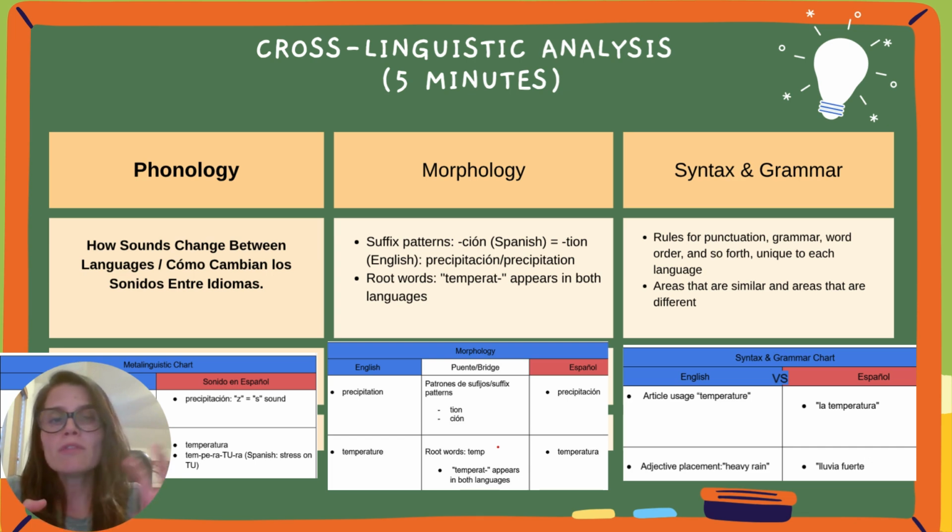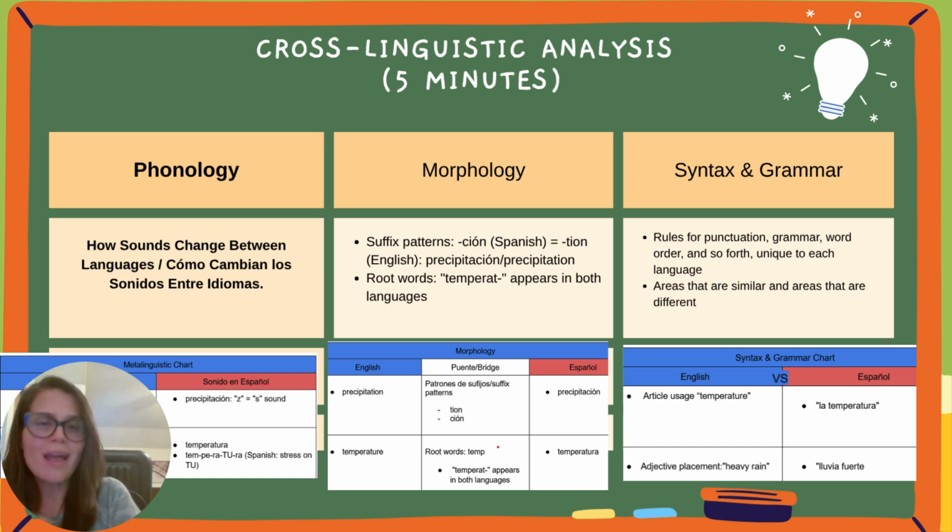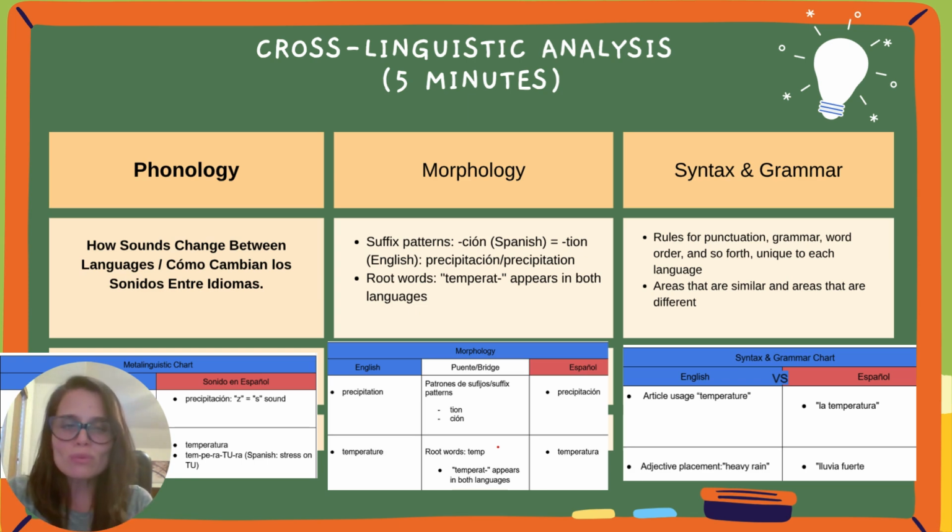Okay, and then for the last category, we have syntax and grammar, and using, for example, the word temperature or la temperatura. In Spanish we need to use an article before la temperatura, and in English we don't have to do it. We don't have to use it. So that's a very unique rule for Spanish that is not used in English.